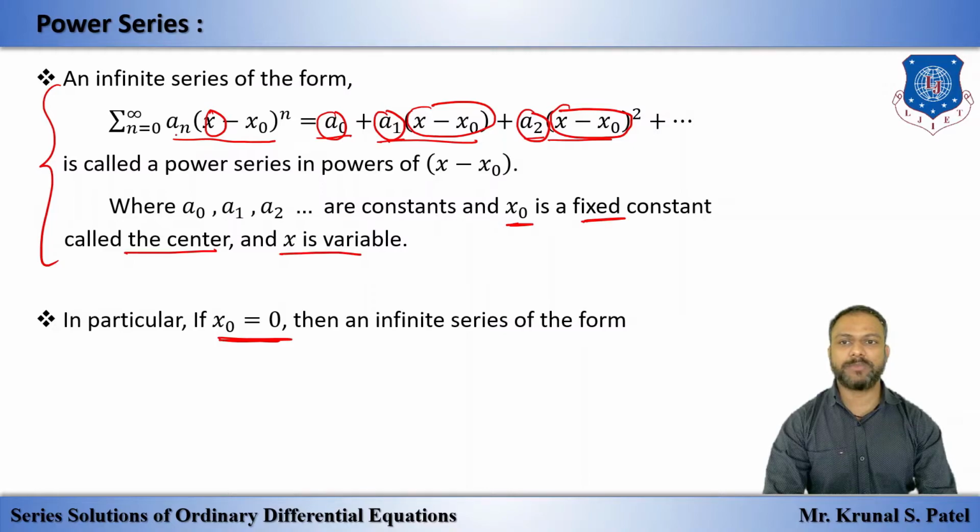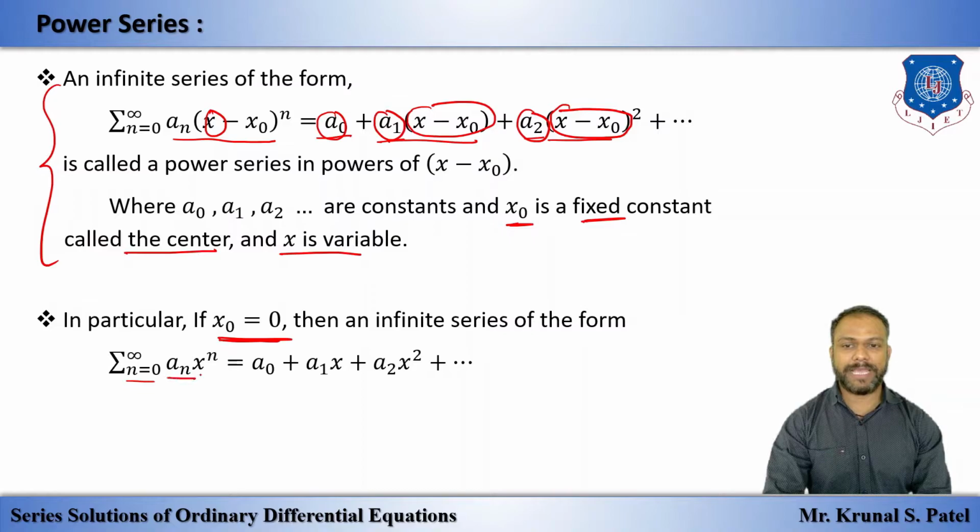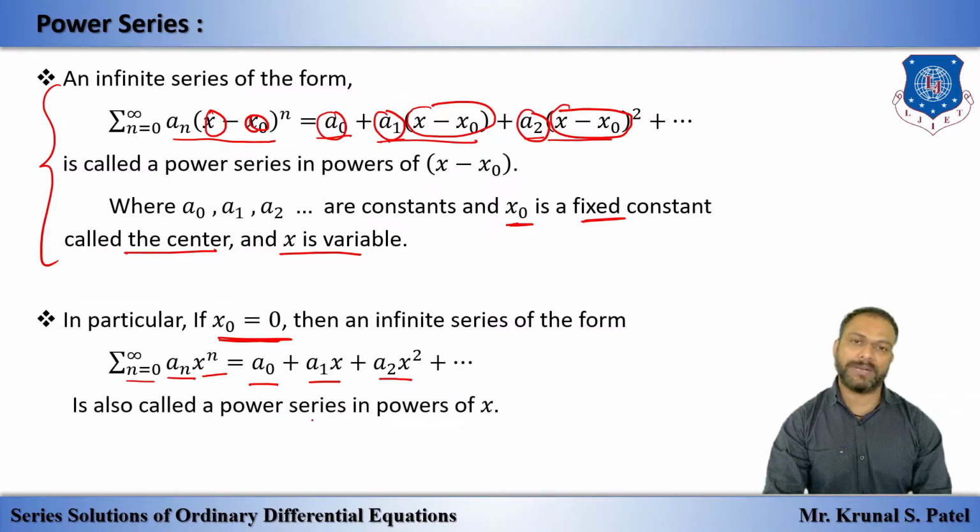Now in the particular case where we take x0 equal to 0, that means the center of the series becomes 0, then the infinite series is of the form sigma n equals 0 to infinity a_n x raised to n, because x minus 0 becomes x. If we put n equal to 0, we have a0, n equal to 1, we have a1 x raised to 1, n equal to 2, a2 x raised to 2, and so on. This is also called a power series, but it is a power series in powers of x, because we have x raised to 1, x raised to 2, and so on. So this is the basic concept of power series.